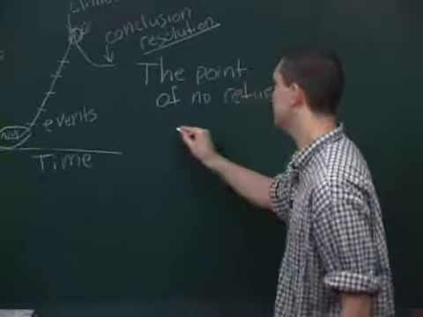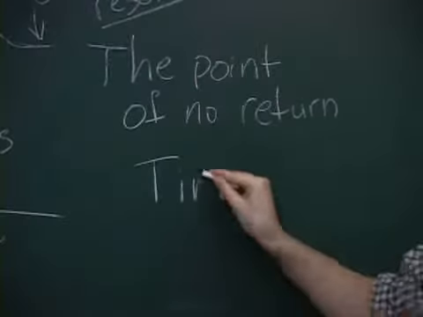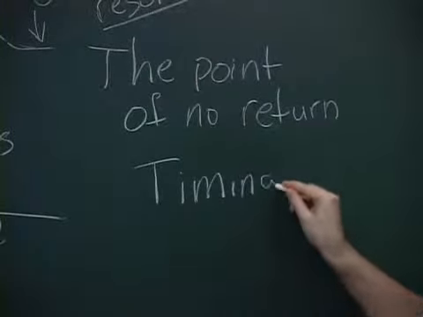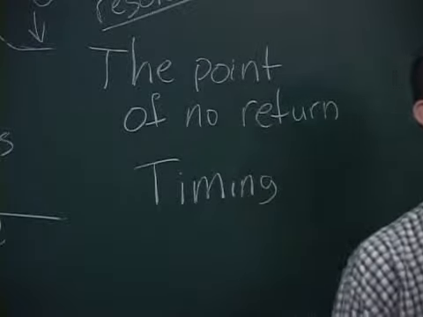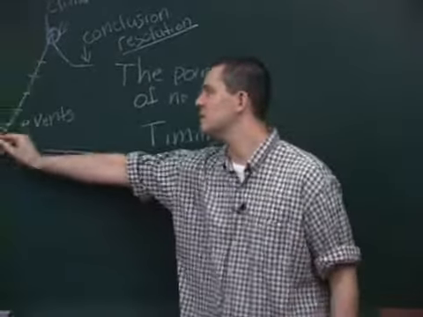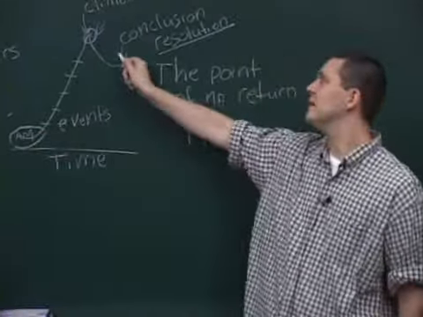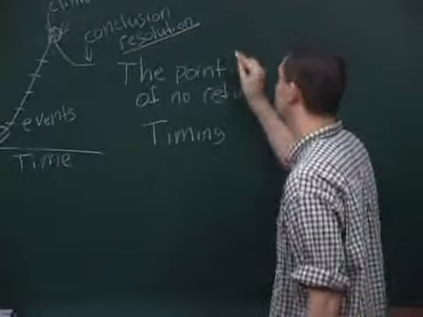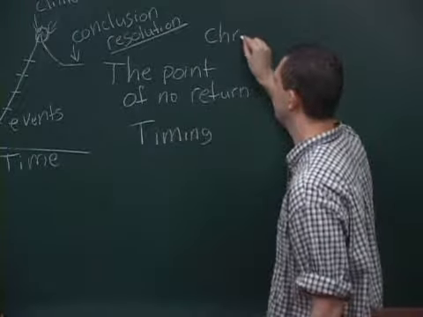So let's talk about something else. Let's talk about timing. Timing is something really important in a story. We have to think about the sequence of events. Does it follow this kind of beginning to end format? That is what we would call chronological.